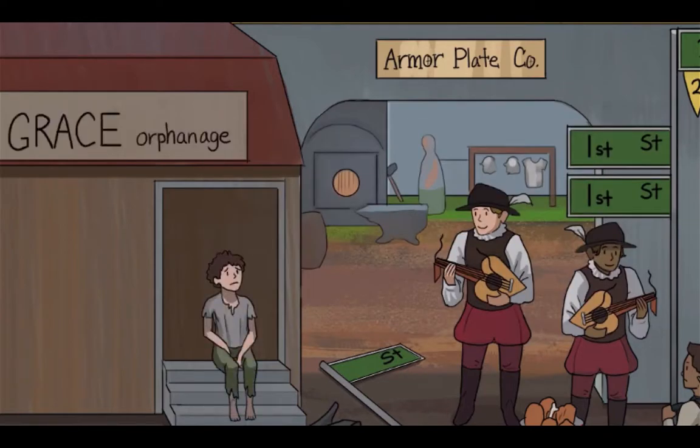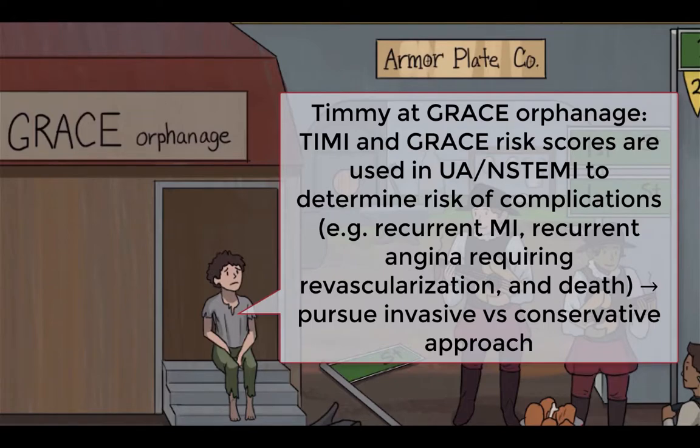With unstable angina and NSTEMI, the major options here are immediate angiography for the highest risk patients, angiography within 24 to 48 hours for intermediate to high risk patients, or conservative therapy for low risk patients. The TIMI and GRACE risk scores are two tools to help us determine which path to choose, embodied by little orphan Timmy here at GRACE Orphanage.